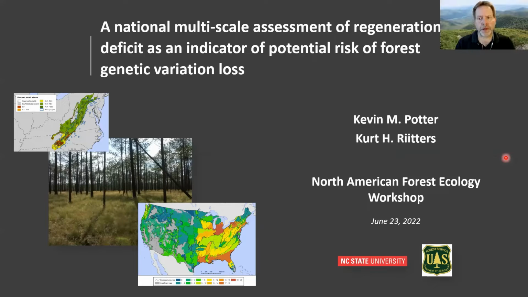Yeah, my name is Kevin Potter from North Carolina State University, and this is work that I've done with Kurt Ritters from the Southern Research Station of the U.S. Forest Service. And we've developed a national multi-scale assessment of regeneration deficit as an indicator of potential risk of forest genetic variation loss.